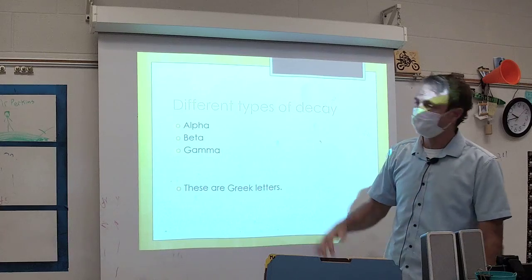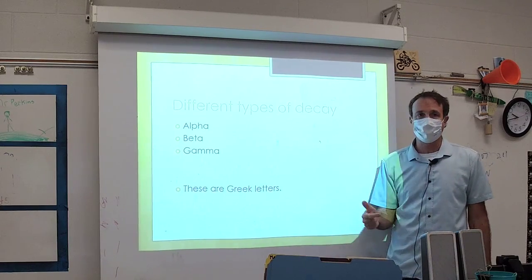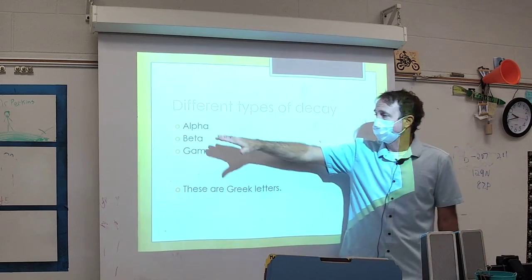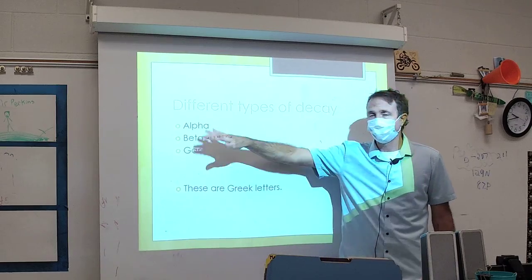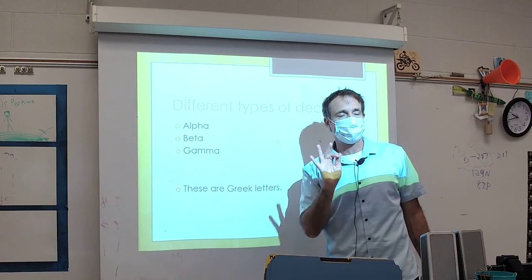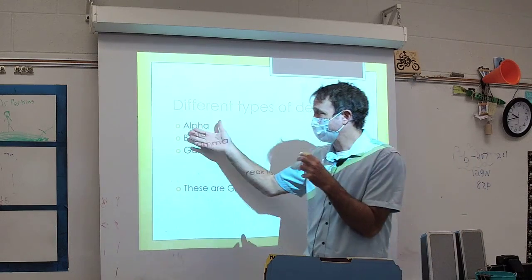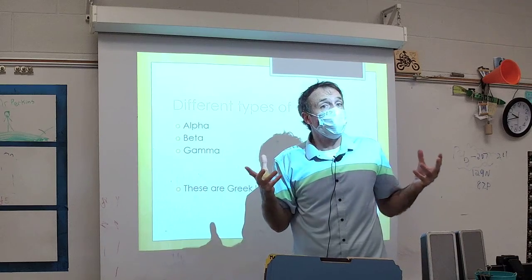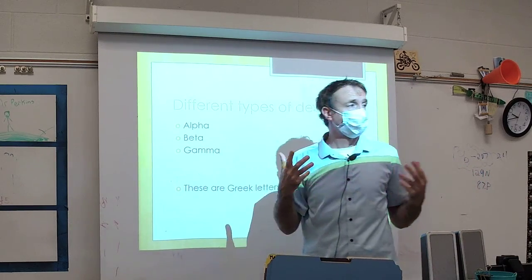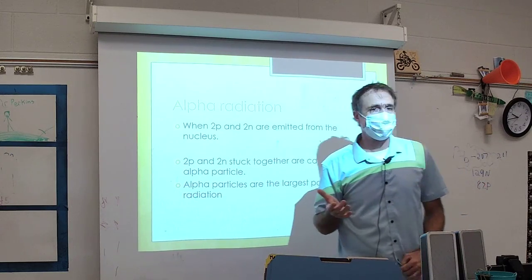Now, there are 3 different ways that these atoms can change into each other, and we call them different types of decay, and that's alpha, beta, and gamma. Those are Greek letters. Those are the 3 different types of decay. In other words, if you have an atom and it goes through alpha decay, it will turn into another atom. If it undergoes beta decay, it will turn into another atom. Let's talk about mathematically how this works.